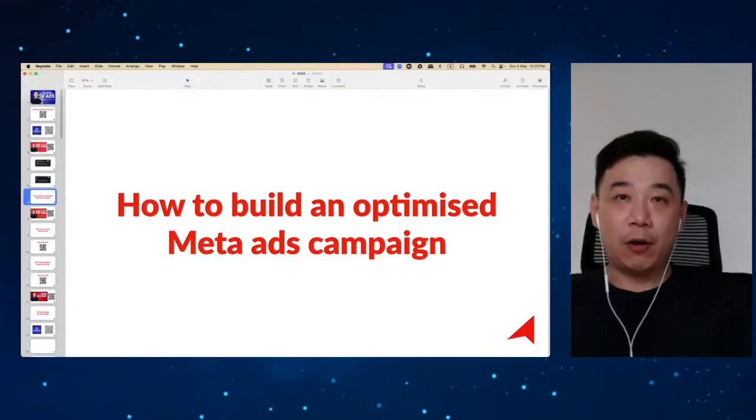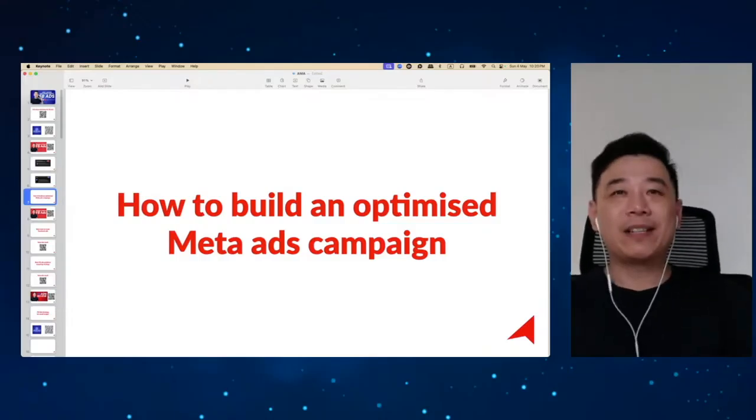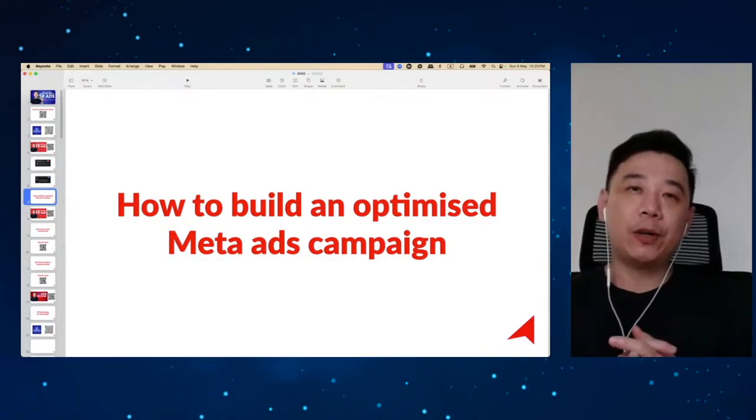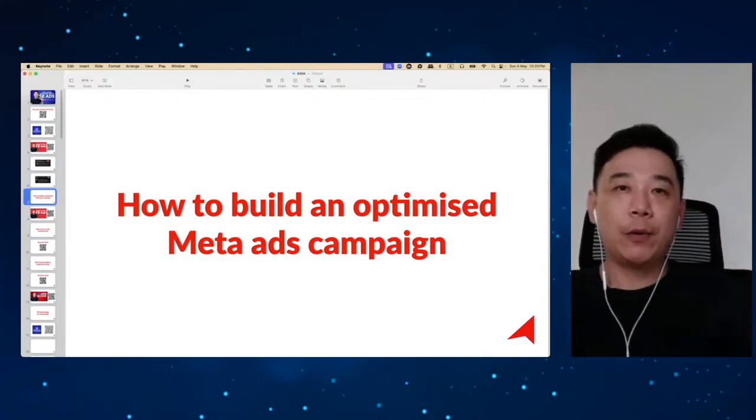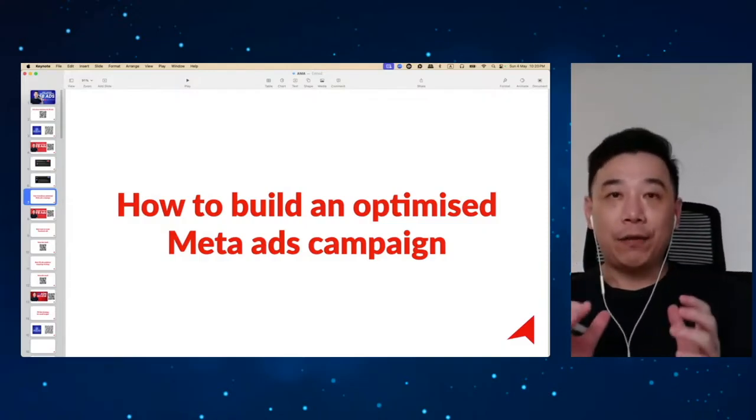Is there such thing as an optimized Meta ads campaign? Yes. There is a simple structure that you have to look into when you are building a Meta ads campaign, or rather, when we are designing a Meta ads strategy. The fundamental is this.